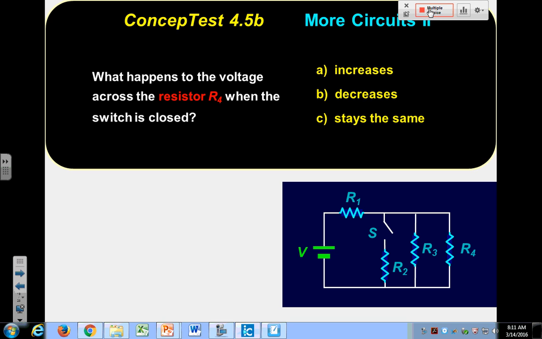What happens to the voltage across R4 when the switch is closed? So I close the switch, add in R2. What happens to the voltage there? This is a little tricky. Think about what happens to the voltages in the circuit. If I close this switch, adding R2, what happens to this voltage?